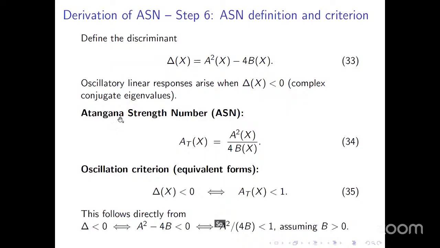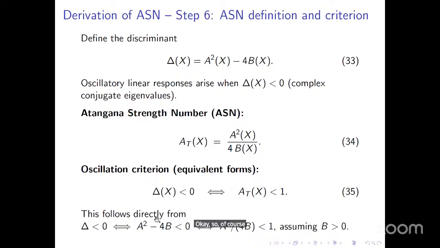So we define the next step, step 6. We define the discriminant by this component, equation number 33, a squared of x minus 4b of x. So the oscillatory linear response arises when this discriminant is less than 0, so the complex conjugate eigenvalues. So the Atangana strength number is given by a squared of x divided by 4b of x.